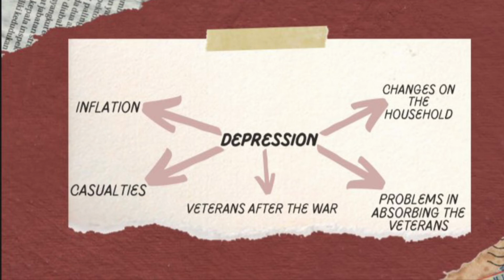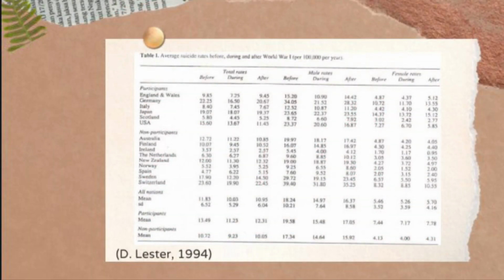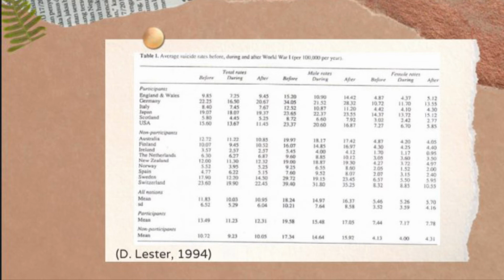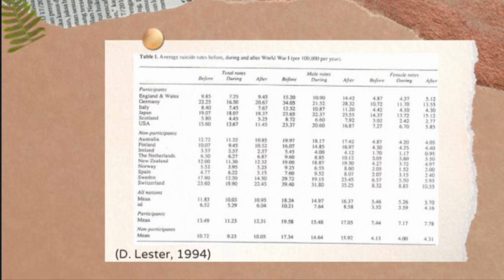But here I have a little chart of the rates of depression before, during, and after the war. And as we can see here, the male rates were the ones that got the higher number during the war and after the war. And females weren't as high as males, but they really had a difference from before the war.